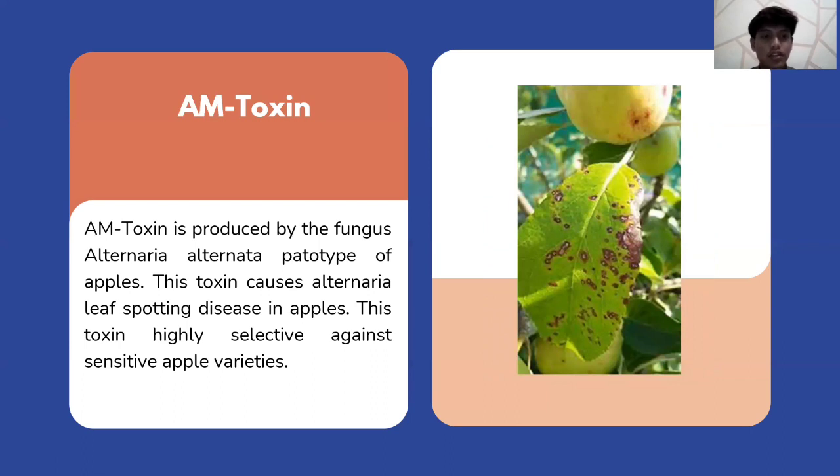EM toxin. EM toxin is produced by the fungus Alternaria alternata pathotype of apple. This toxin causes Alternaria leaf spotting disease in apple. This toxin is highly selective against sensitive apple varieties.